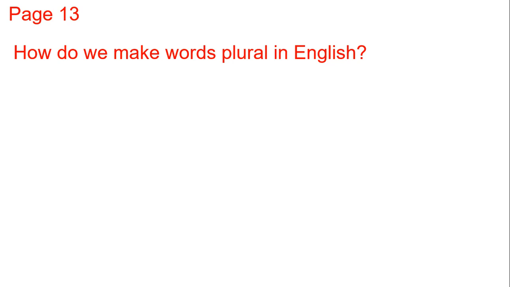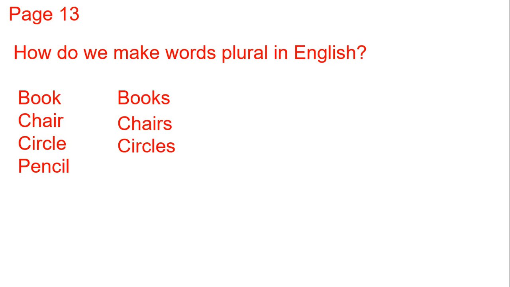First of all, what does plural even mean? We've talked a lot about singular and plural in Spanish class. Singular is one, plural is more than one. So taking a look at a few English words: book, chair, circle, pencil. How do we make those words plural, more than one? Books, chairs, circles, pencils. You'll notice we just simply added S to all of them. If you think about some more words in English, some more nouns, and how to make them plural, the vast majority of words become plural in English by adding an S.